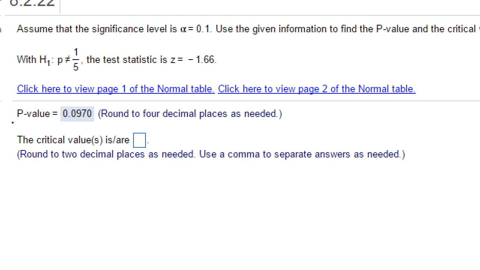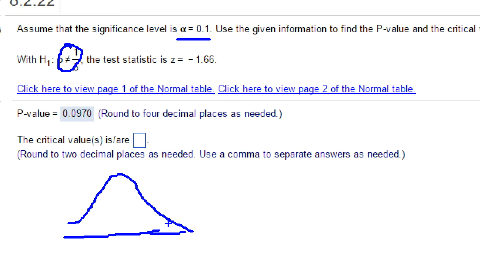For the critical value, let's look at the critical value. It depends on the alpha. Now again, this is a two-tailed test. So when I draw my bell-shaped curve for the standard normal distribution, I need to split this alpha into two equal sizes. So which means 0.05. You just divide it by 2, right?